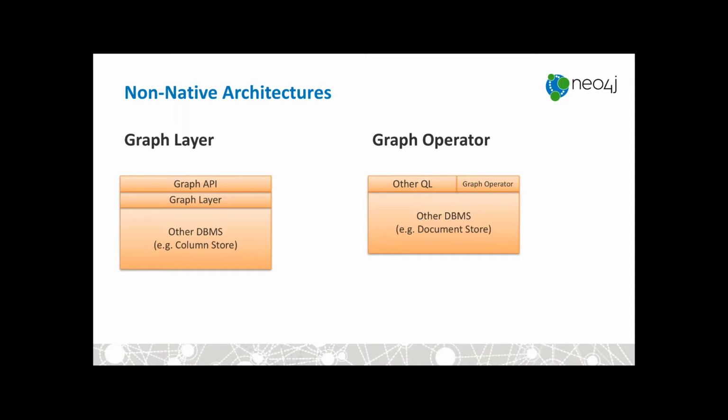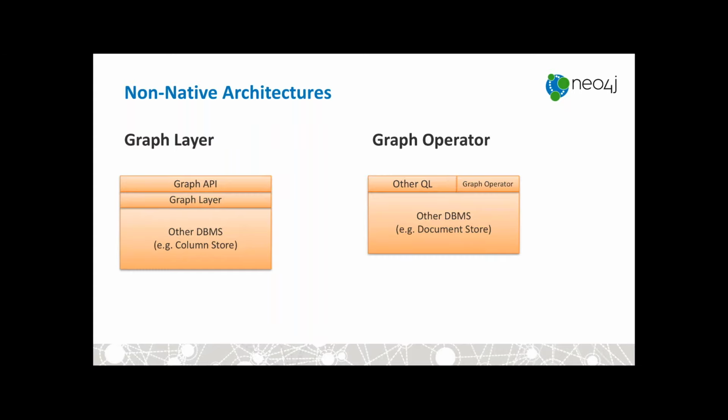Architecturally, they kind of look like this. So in the graph layer model, you have a graph API where you have things that talk about vertices and edges and that kind of stuff. Then you have a translation layer, which translates between your API and the foreign data model, like a column store or relational database or whatever. On the graph operator side, you've got an existing query language that you have extended with some graph operator, and that graph operator binds down onto some conventional usage of that document store. Now, this doesn't look so bad at 30,000 feet, except you can kind of already start to worry a little bit about some of these things.